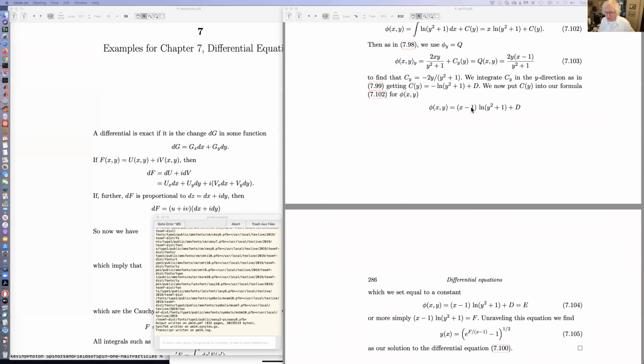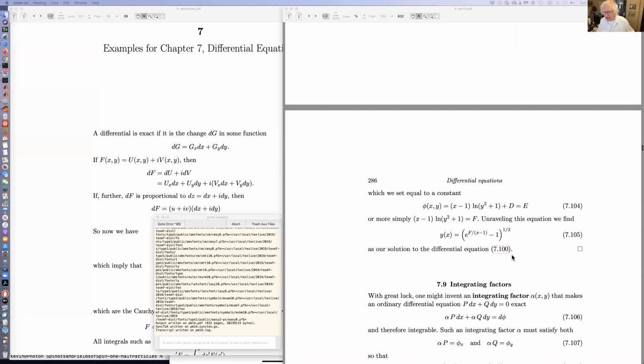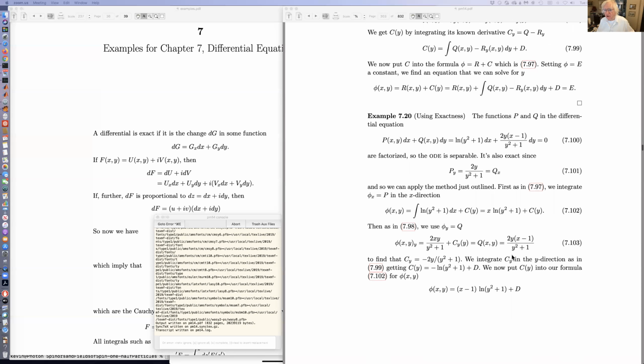And now what we do is we set that phi equal to a constant. So we set x minus 1 times log of y squared plus 1 plus d equal to e, or equivalently set f equal to e minus d, and then we can unravel that and solve for y. And that's the solution then of the original exact differential equation.